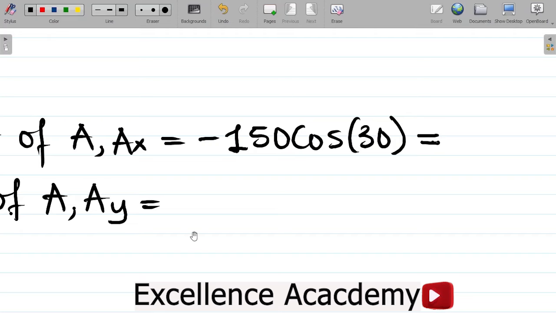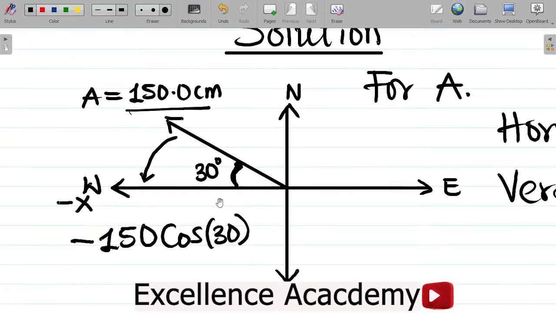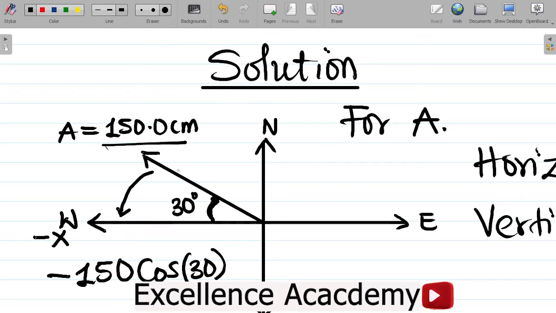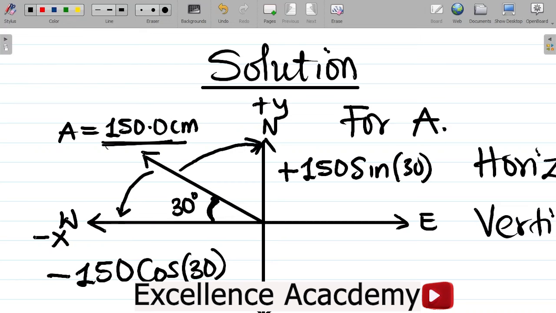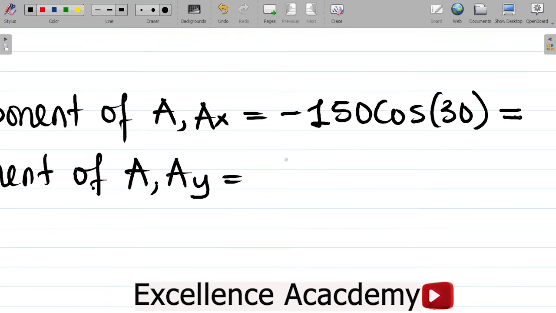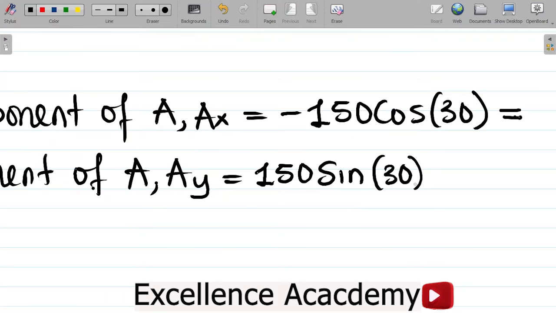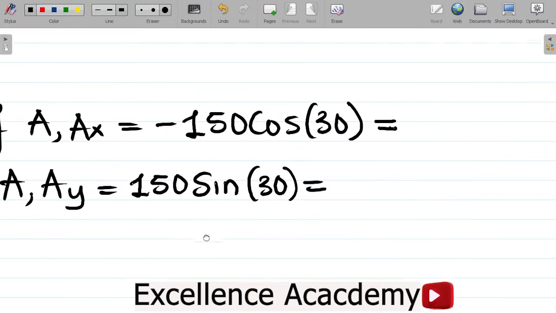All right. Next up, let's look at the vertical component of A. Vertical component means you're pushing this to the vertical or y-axis. Now, this point, as we know, is positive y. So you have a plus sign. To get the formula for the vertical component, you simply use this value there, 150. For the horizontal component, you use cosine. Meanwhile, for the vertical component, you use sine of 30. So this becomes 150 sine of 30.